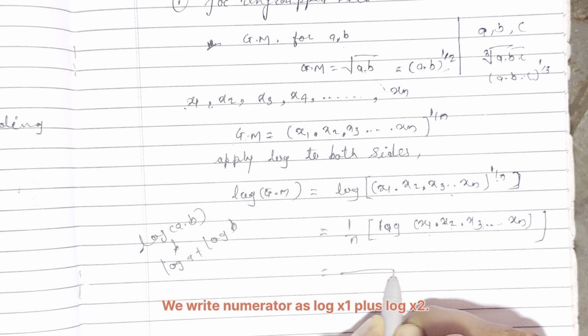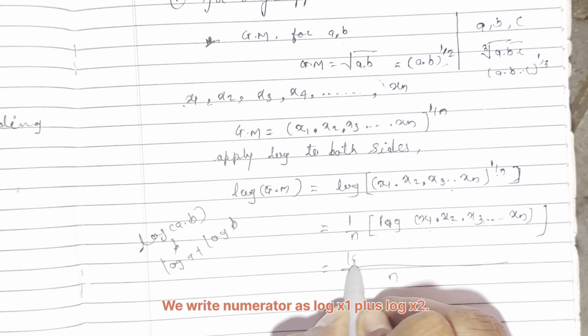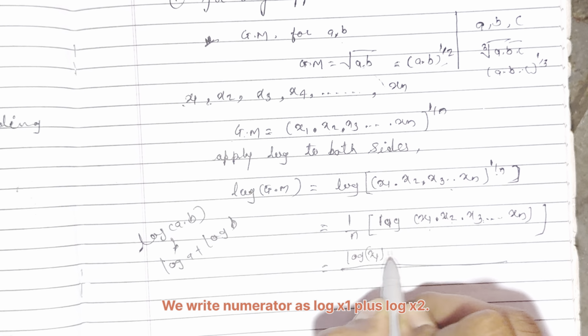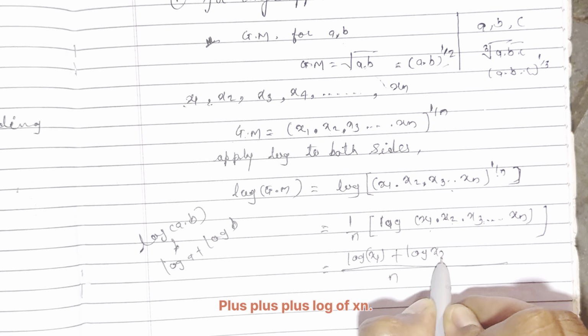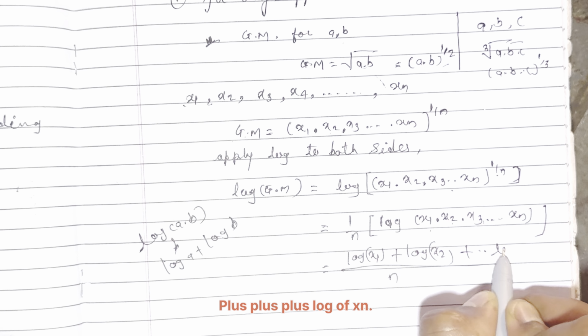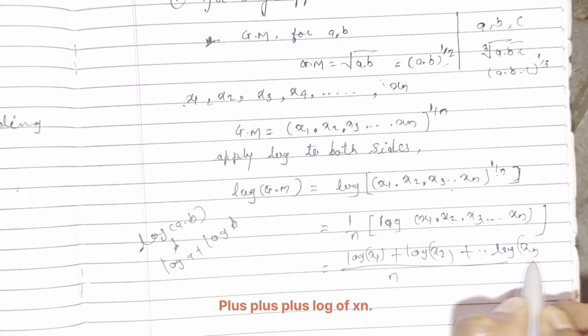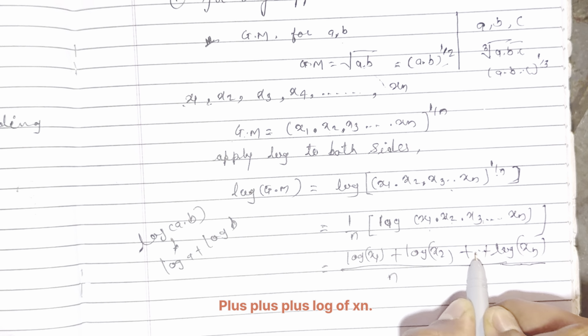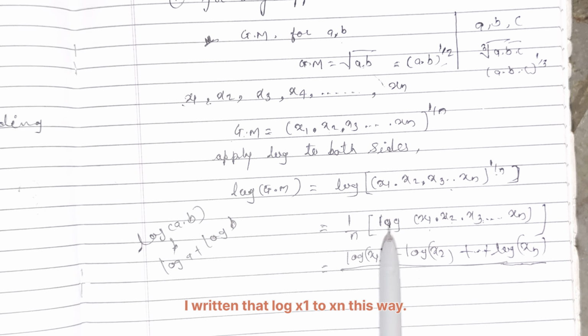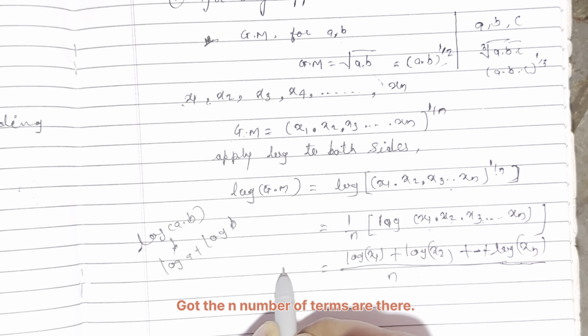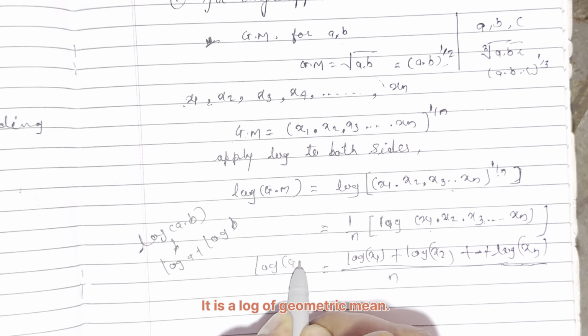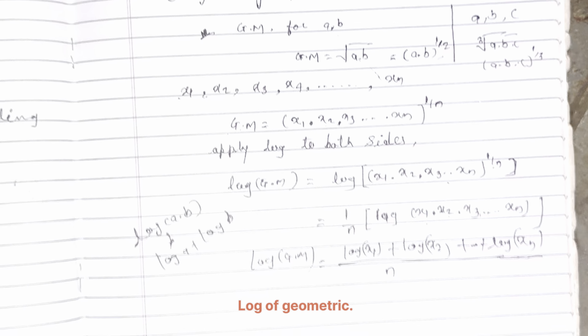We write the numerator as log x1 plus log x2 plus log of xn, divided by n. I have written log x1 to xn this way, dot dot, n number of terms are there. It is the log of geometric mean.